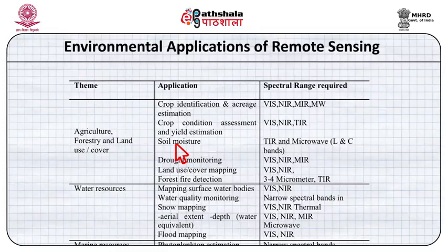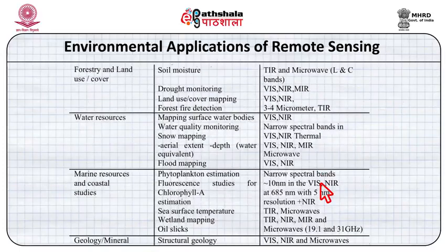We can also do drought monitoring, land use land cover mapping, and forest fire detection. For that, the spectral range which is used, you must have studied when we were talking about the basic fundamentals of remote sensing in the earlier module by some other faculty members, where we use the visible region, near infrared region, mid infrared region and thermal infrared region.